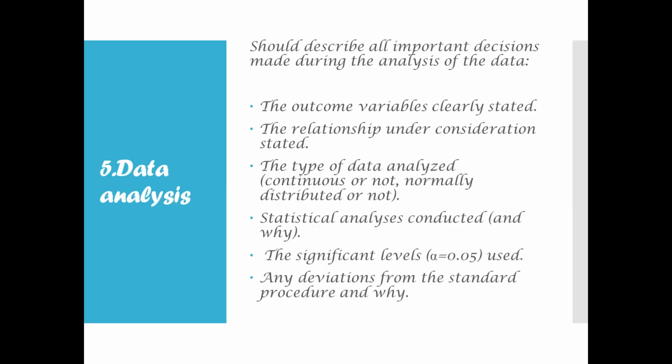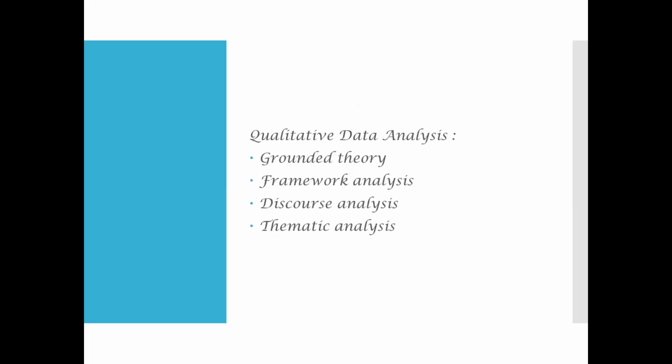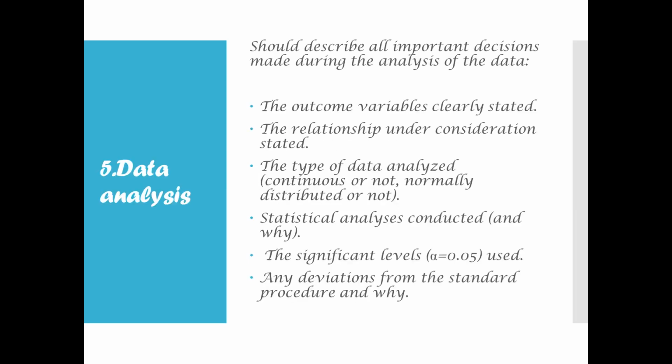Then data analysis. So this should describe all important decisions made during the analysis of the data. You need to clearly mention the outcome variables, and the relationship under consideration should be stated. You need to mention the type of data analyzed. So is it continuous or not? Was it normally distributed or not? Then the statistical analysis conducted and why. Then mention the significance level used. Then any deviation from the standard procedure and why. So sometimes you might not be able to follow the exact procedure. So if there's any deviation, you need to justify why that happened and what you did.